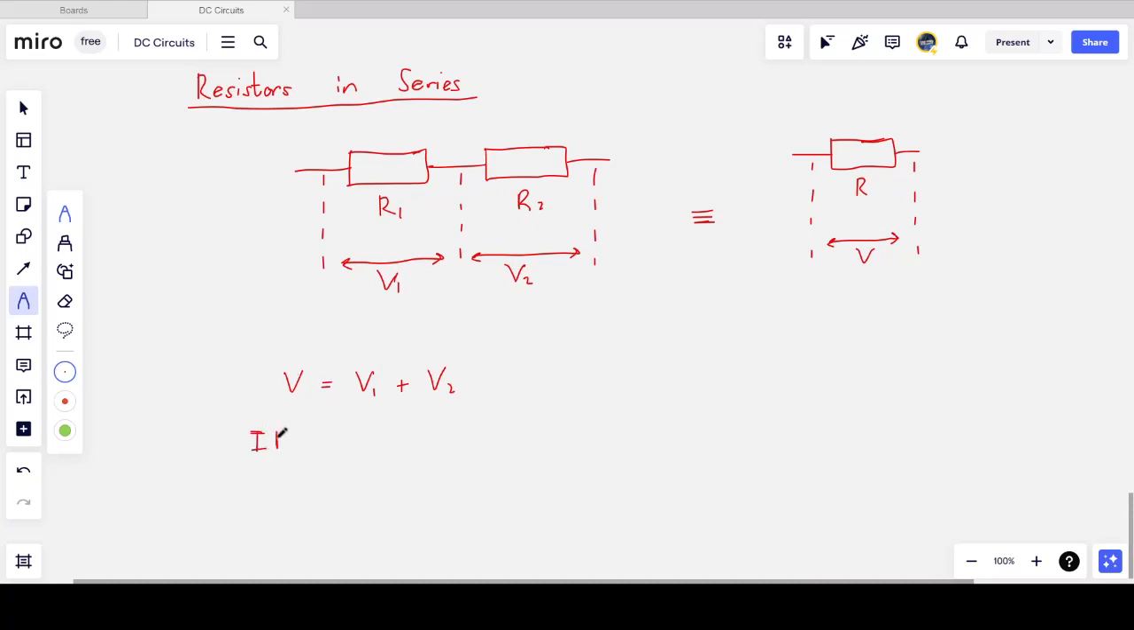But I remember from the mathematical notation of Ohm's law that V is equal to I times R, V is proportional to the current, and the resistance is not changing. So IR is equal to IR1 plus IR2. The current flowing through all of these resistors will be the same because the current flowing in a series circuit doesn't change. But wait, the current is the same on all sides. So what I'm left with is R equal to R1 plus R2.